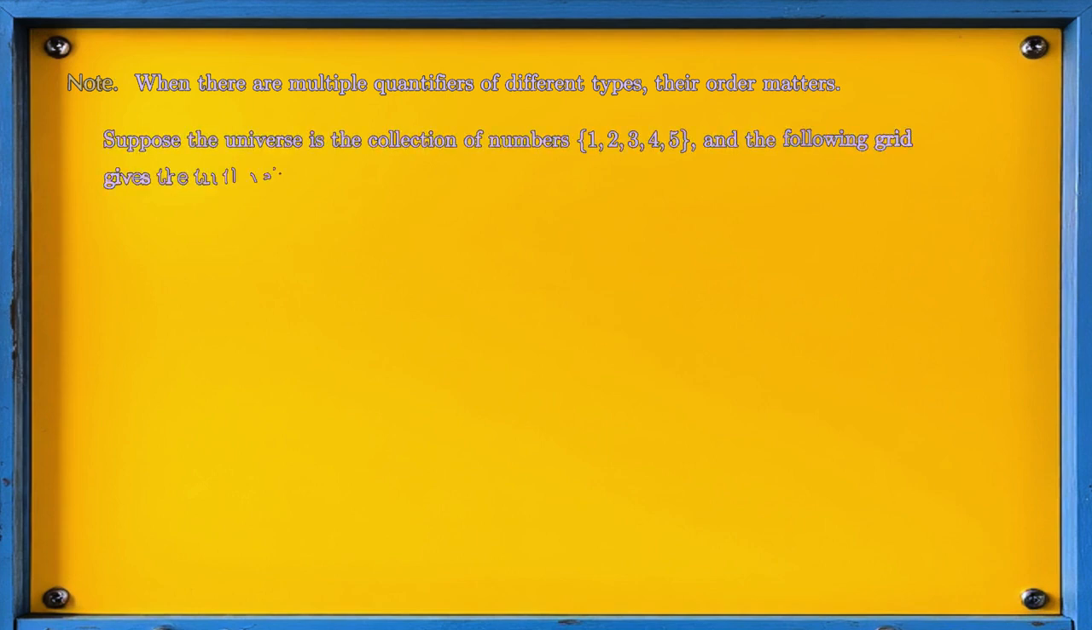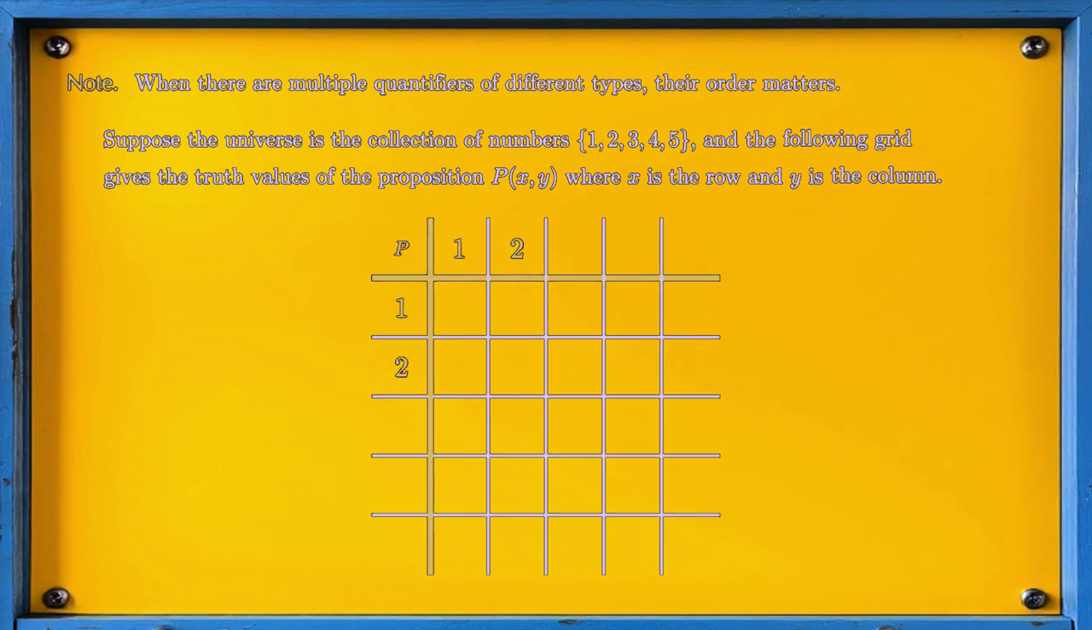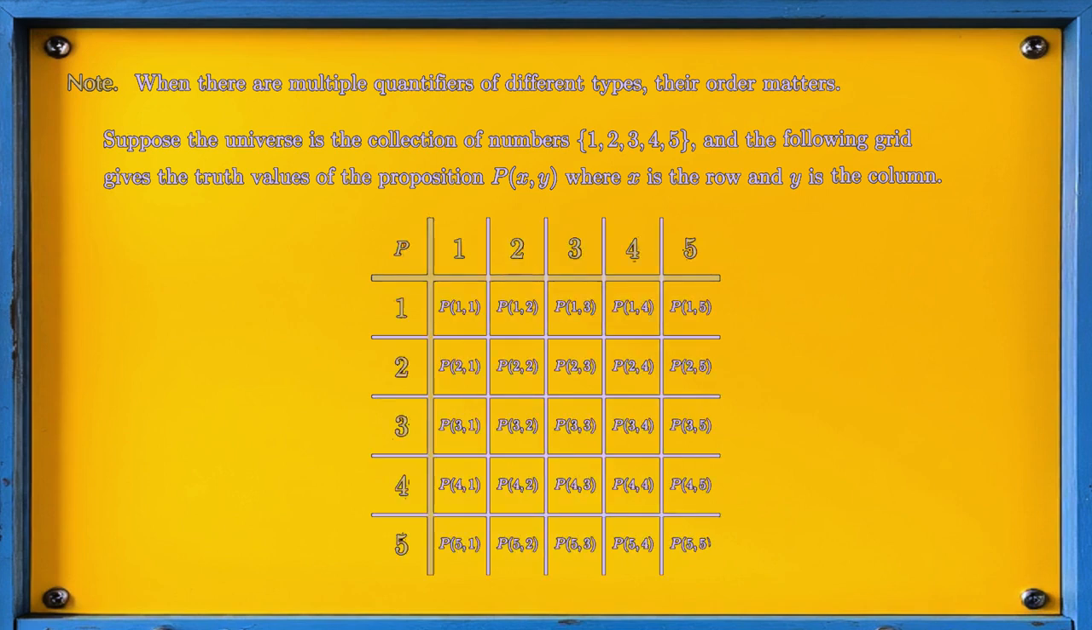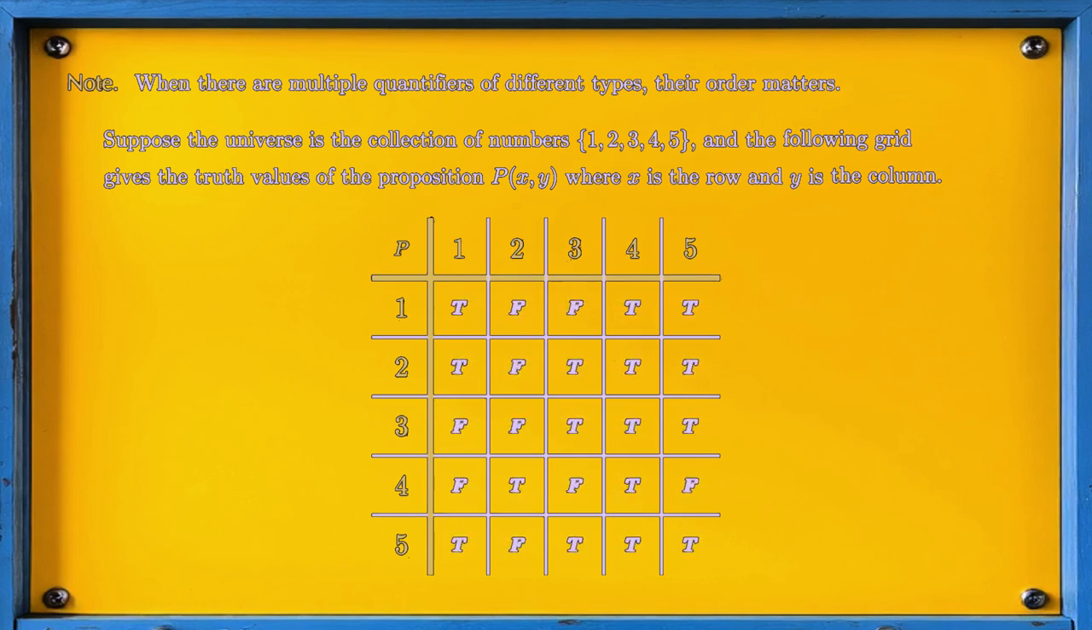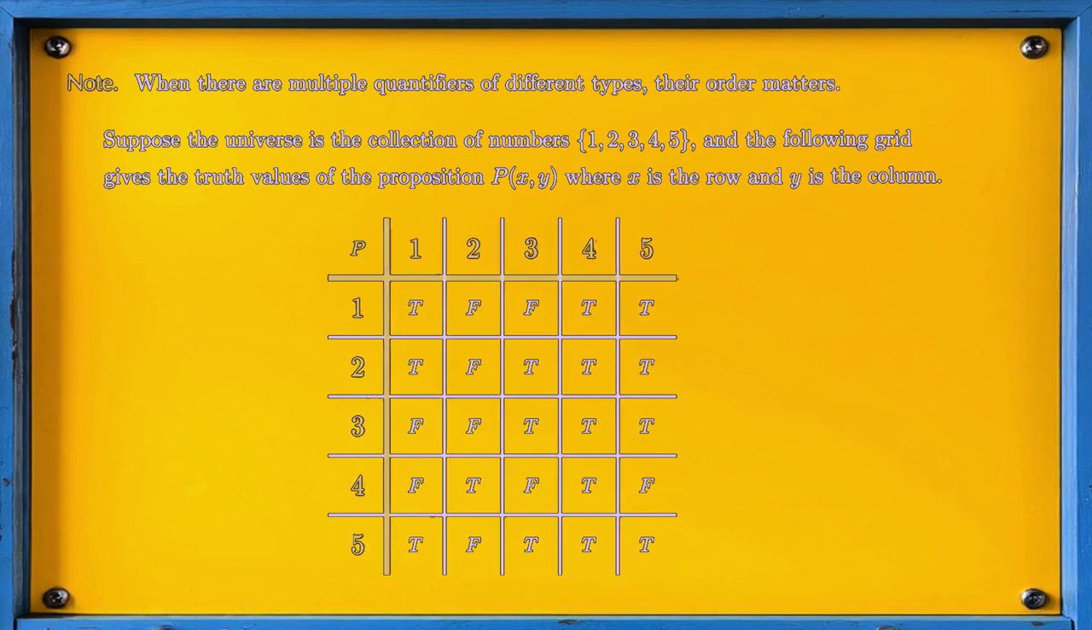Suppose that the universe is a collection of objects 1, 2, 3, 4, and 5, and the following grid gives the truth values for a proposition P(x, y), where x is the row and y is the column. Suppose that we populate this table with the following truth values so that we now have a full grid of information about the predicate P(x, y) at the various values of x and y.